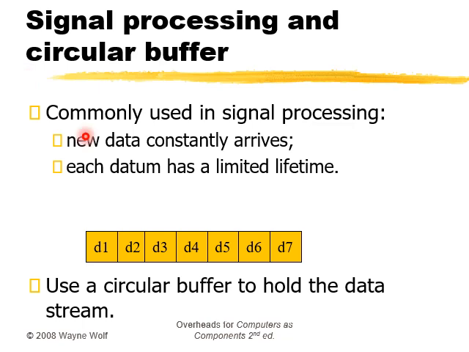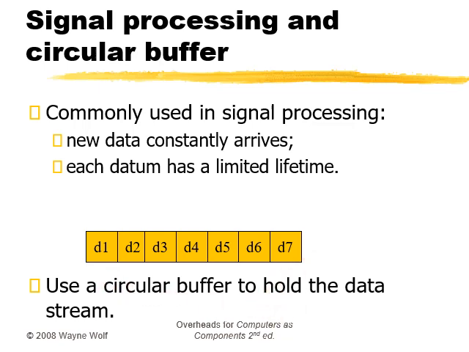As I've told you, it is commonly used in signal processing. New data constantly arrive. Each data has a limited time frame, a lifetime. So for example, this data has limited time, this data has limited time. So D1, D2, D3, D4, D5, D6, D7, these are all data frames. What we are going to do, we are going to form a window first. Okay, so for example, this window can hold 4 data items, and then we have to move that window. So rather than doing that, what we can do is define a buffer. So use a circular buffer to hold the data stream.